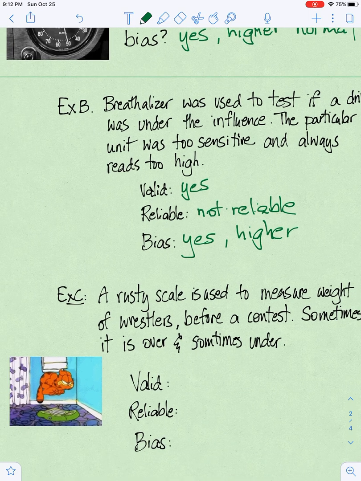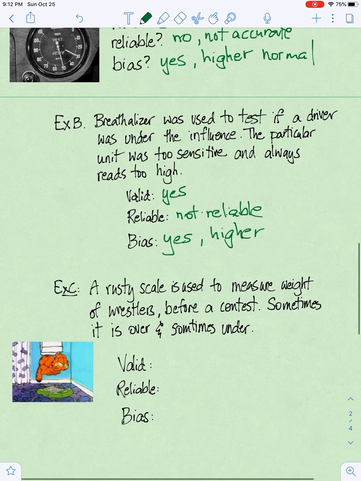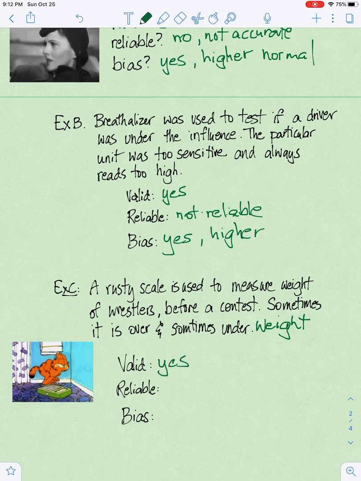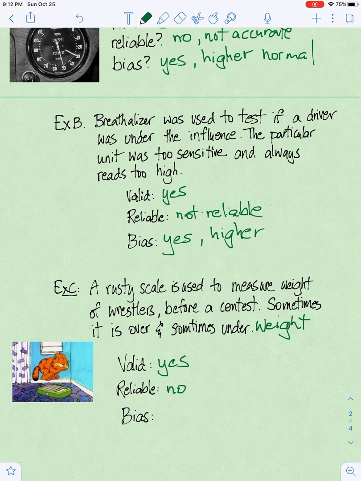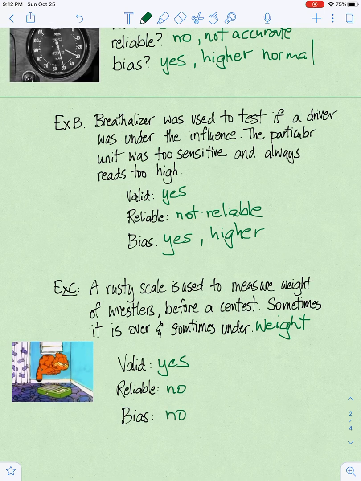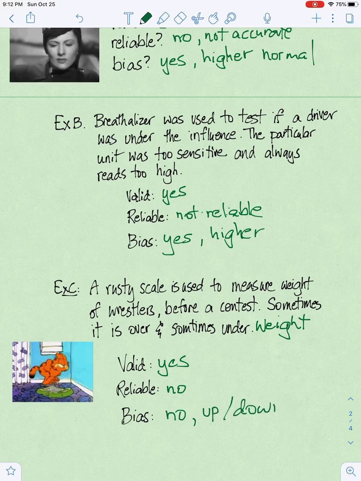All right, this last example, let's say we've got a rusty scale and we're using it to measure wrestlers before a contest. Sometimes it's over, sometimes it's under the particular weight of the wrestler. Is it valid? Yes, it is giving us a weight back. Is it reliable? No. Is there bias? In this case, there is no bias either, because sometimes it goes up, sometimes it goes down.